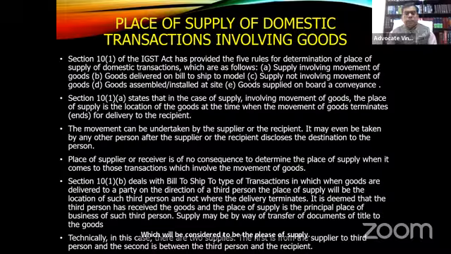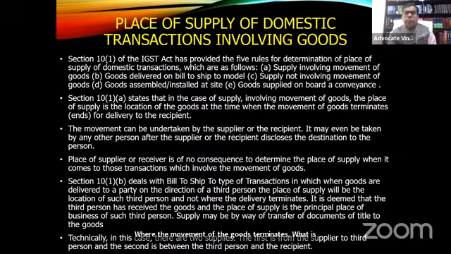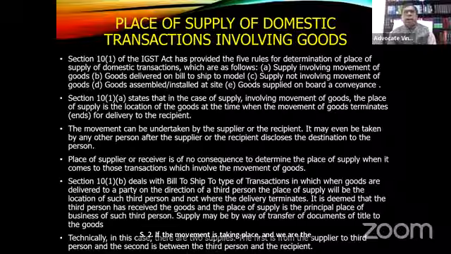So obviously, as we can see, the place of the supplier or the recipient is of no consequence to determine the place where the movement of the goods terminates. What is important is to understand if the movement is taking place and where the termination of the movement is taking place. And it is the place of the termination of the movement of the goods which will determine what is the place of the supply.